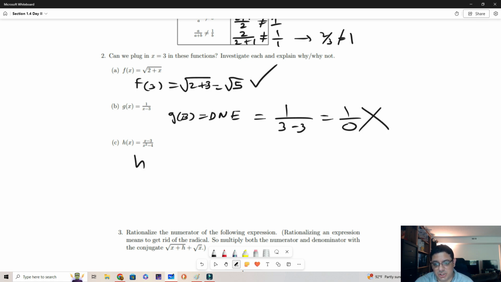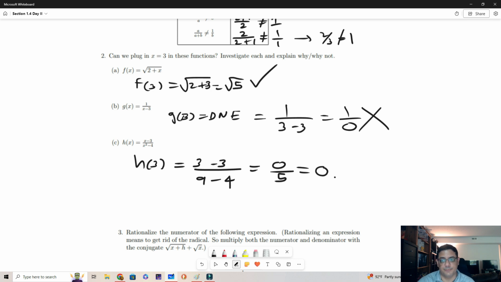Now, h of 3 has no problem whatsoever, because although it's 3 minus 3 on the top, on the bottom is going to be 9 minus 4. And so I only get 0 on the top over 5, and that's going to be 0. So that presents no issue. You can have 0 on the top, just not 0 on the bottom.